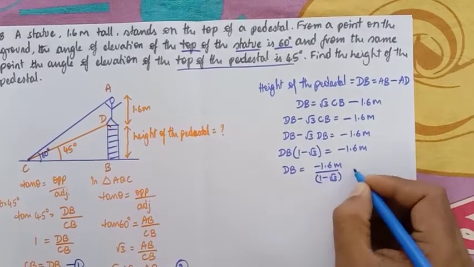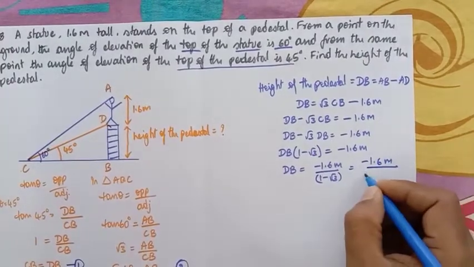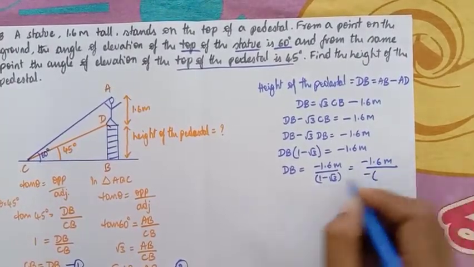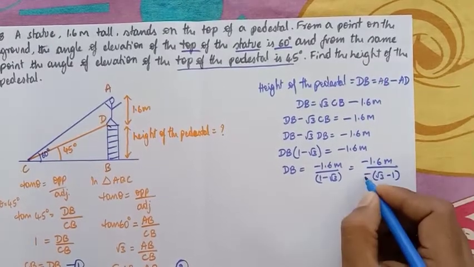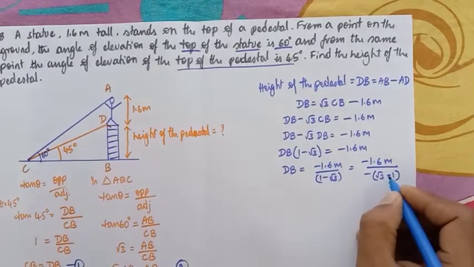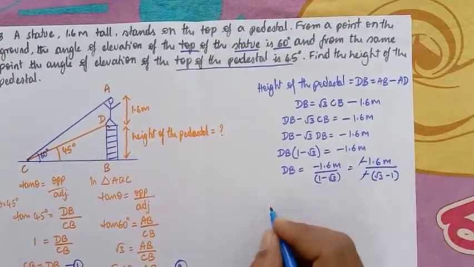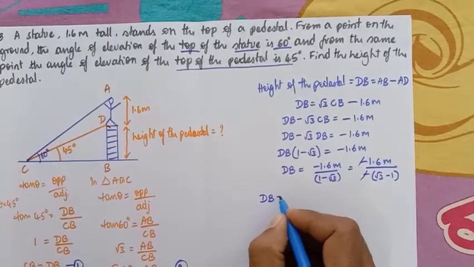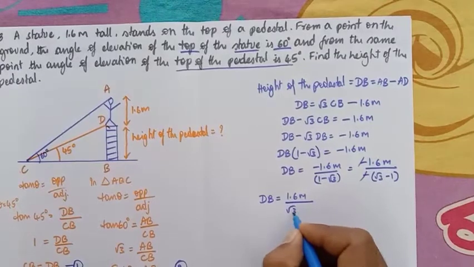In the next step, I will be taking minus 1 as common in the denominator. So what happens here? Root 3 minus 1. Minus into plus root 3 is minus root 3 here. Minus into minus is plus 1. So minus here cancels. So DB is equal to 1.6 meter by root 3 minus 1.